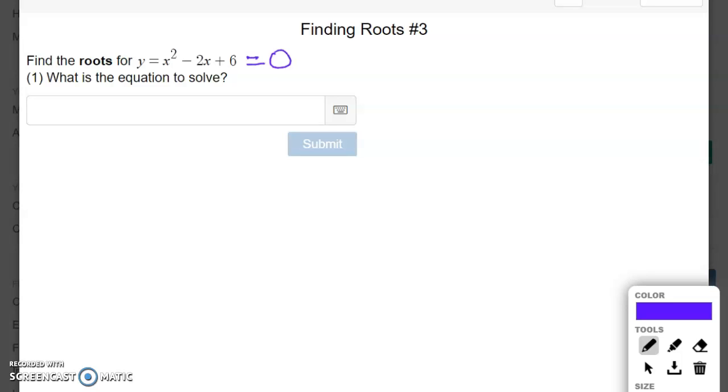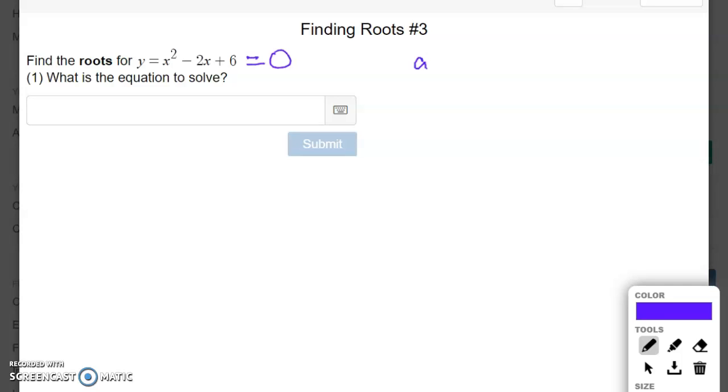And what is the best method to solve for this? Well, let's try factoring. What are the two numbers that multiply to 6 that might add to negative 2? Okay, 2 times 3 would not add to negative 2. 1 times 6 would not add to negative 2. So that means that the only thing I can do is use the quadratic formula.